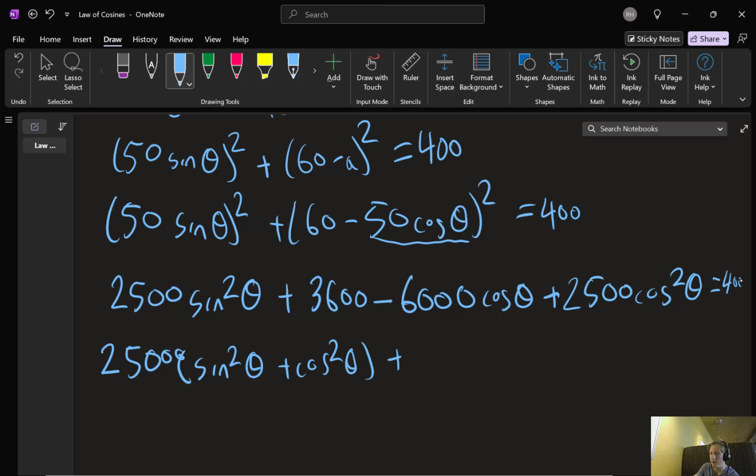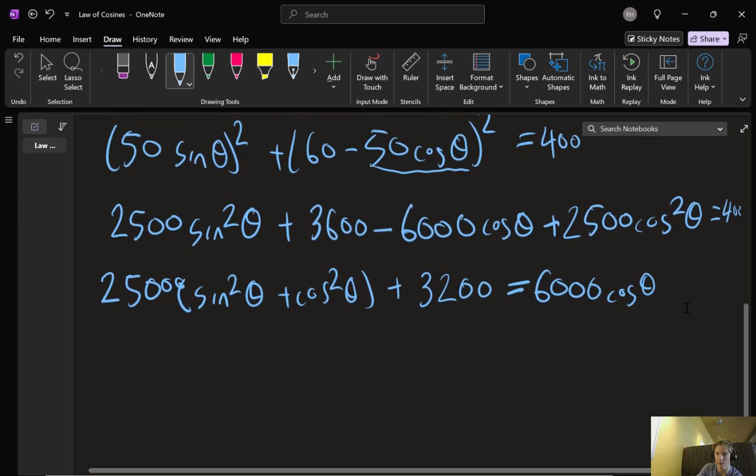From here, we can simplify even more. We'll subtract 3,400 from both sides, and we'll get 3,200, and we'll add 6,000 cosine theta. So we were just working with even, we're not working with negative numbers. So this is 6,000 cosine of theta. And it looks like that's good. We'll move on to our next simplification step.